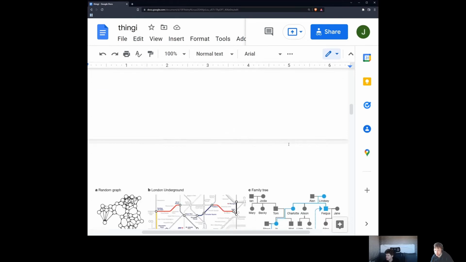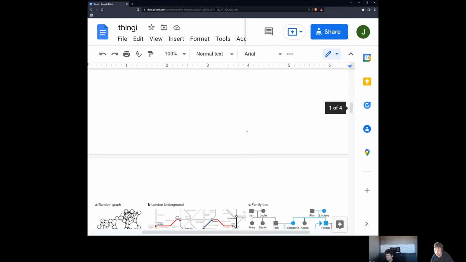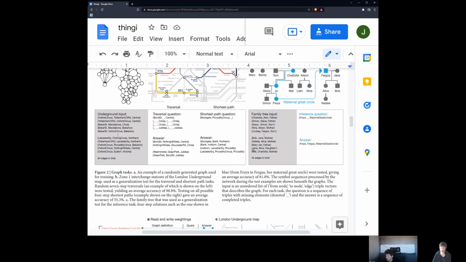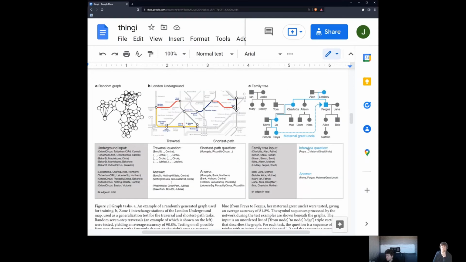Before actually this, there was another problem. No, there wasn't another problem. I'm misremembering. Yeah, the family tree. Okay, that one. It's the same idea. They're giving a family tree as input, and there's the relationship. So Alan is Charlotte's father, Steve is Simon's father, and so on. And then they ask an inference question: who is Freya's maternal great uncle? So it's interesting how they decode maternal great uncle.